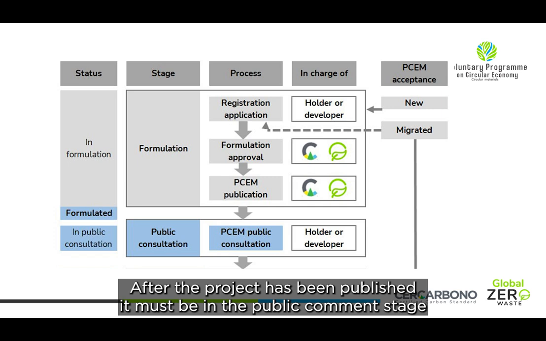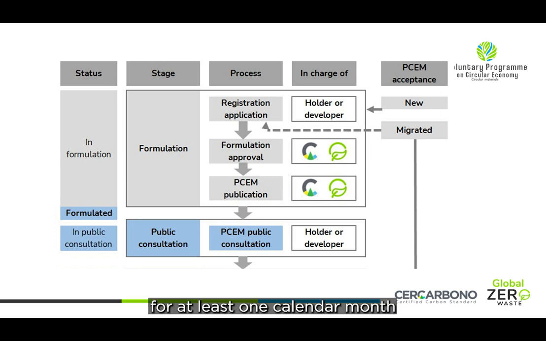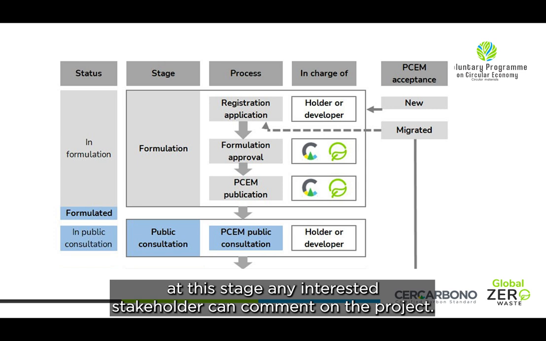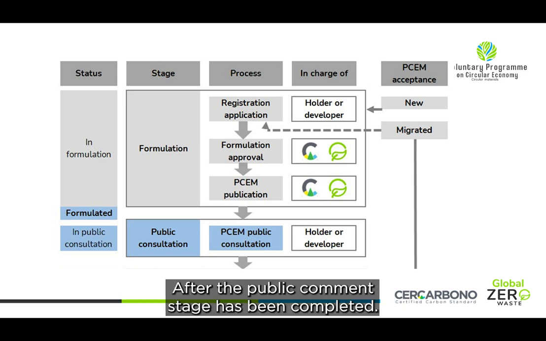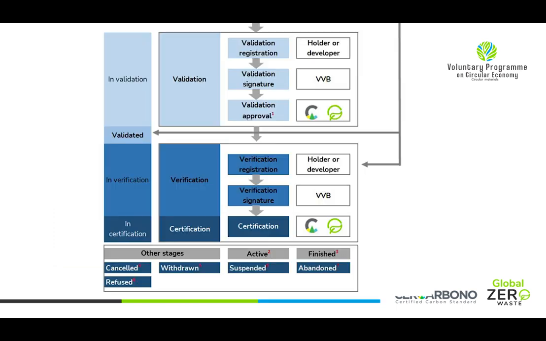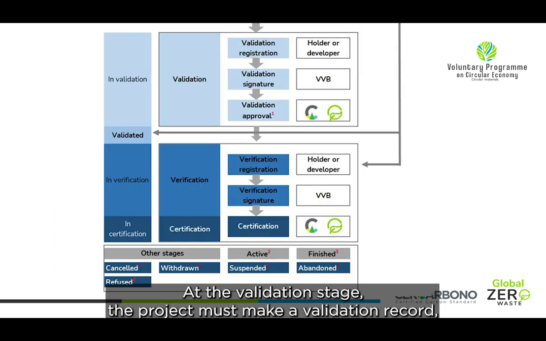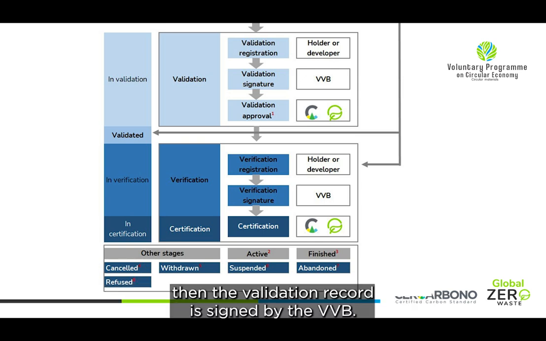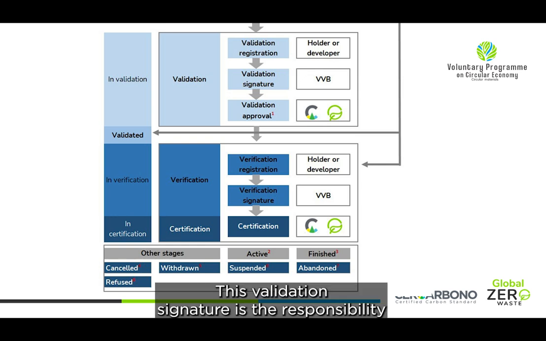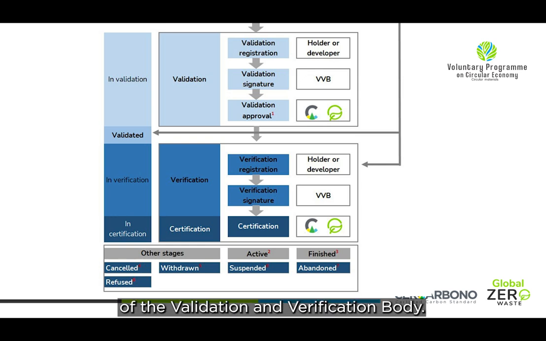After the project has been published, it must be in the public comment stage for at least 1 calendar month. At this stage, any interested stakeholder can comment on the project. After the public comment stage has been completed, the project moves to the validation stage. At the validation stage, the project must make a validation record. Then the validation record is signed by the VP. This validation signature is the responsibility of the validation and verification body.